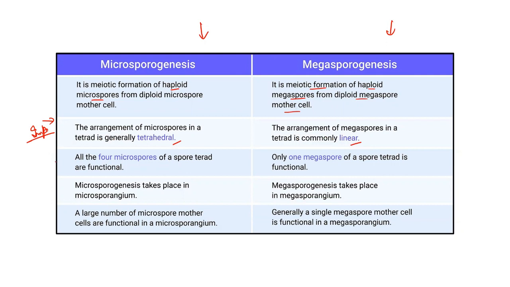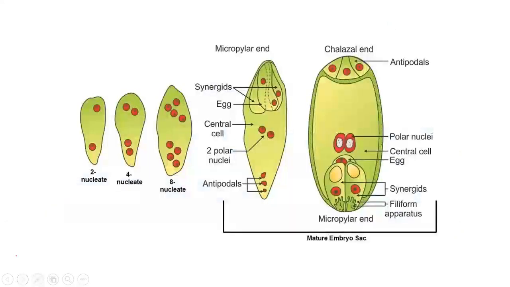All four microspores of a tetrad are functional, whereas in megasporogenesis only one megaspore is functional. The rest of the three degenerate. Microsporogenesis takes place in the microsporangium, and megasporogenesis takes place in the megasporangium. A large number of microspore mother cells are functional in the microsporangium, whereas a single megaspore mother cell is functional in the megasporangium. This is also very important. So you should have the basic idea of the differences between microsporogenesis and megasporogenesis, and the place where each takes place.